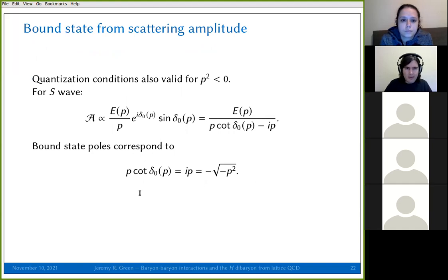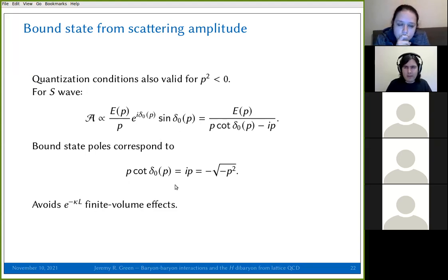So you write the scattering amplitude in terms of the phase shift. It has a pole whenever this denominator here is 0. And so by solving for poles below threshold, this is the way we actually identify bound states. Rather than just going directly from the ground state in the lattice, I use this indirect method. And in particular, this is useful because it avoids these potentially larger finite volume effects that scale with the binding momentum.